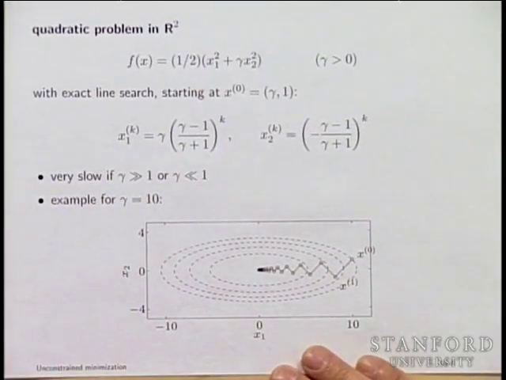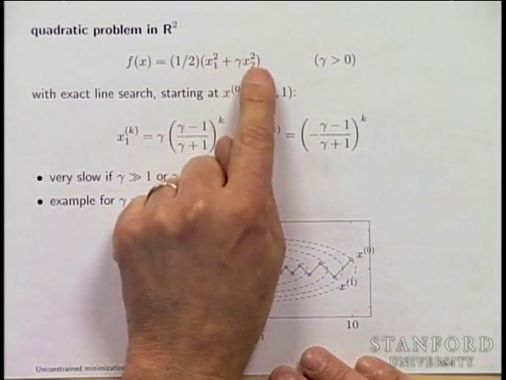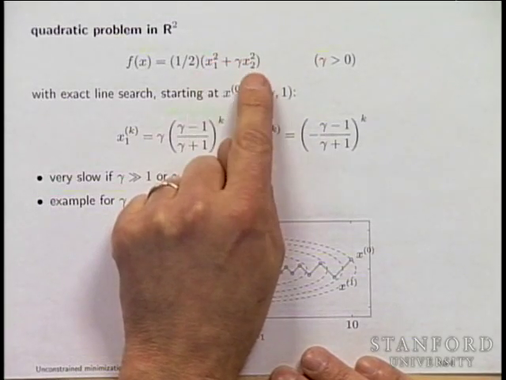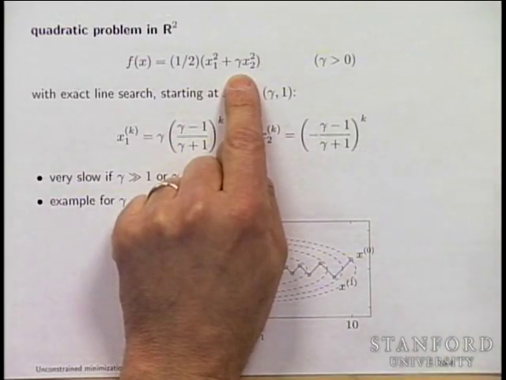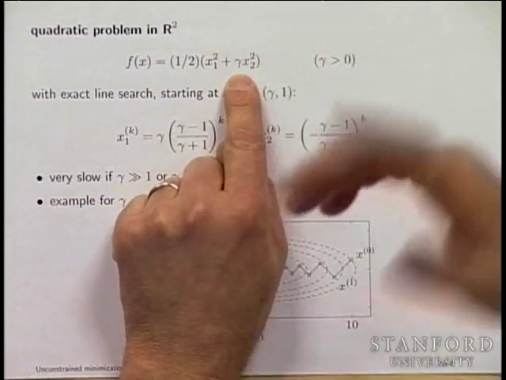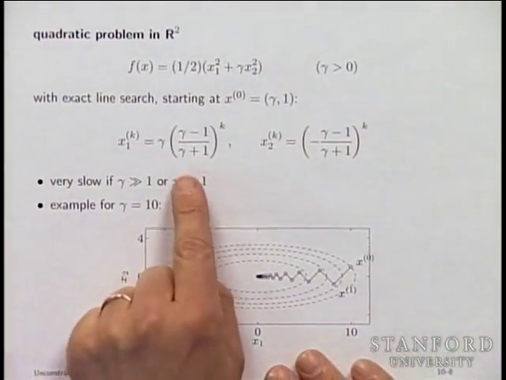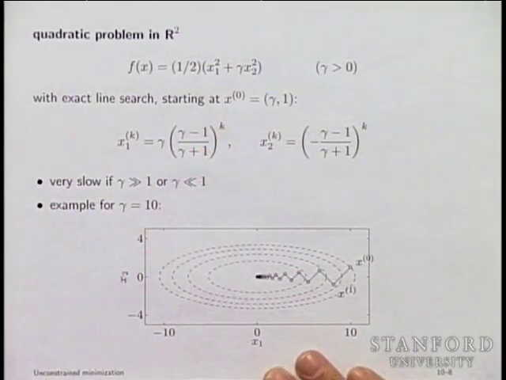Now, the problem here is gamma, which, by the way, is the condition number of the quadratic form here. That's exactly what gamma is. Sorry, if gamma is bigger than 1, it's the condition number. If gamma is less than 1, this is 1 over the condition number. Okay? 1 over gamma is the condition number. Then it says that you go like kappa minus 1 over kappa plus 1. It means something like that.